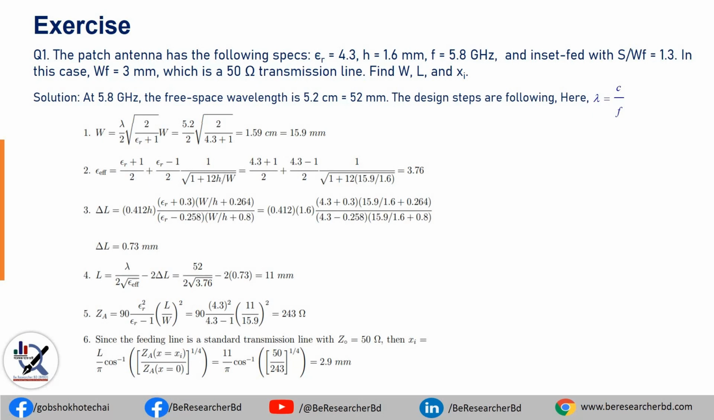So, first of all, we calculate the patch width using the first formula. To do so, we calculated the wavelength at 5.8 GHz, which is 52 mm. We have selected FR4 as a substrate material and its permittivity is 4.3. Using wavelength and permittivity, the calculated patch width is 15.9 mm. Now the length of the patch is 11 mm, the calculated input impedance is 243 ohm and the depth of the feeding point is 2.9 mm.